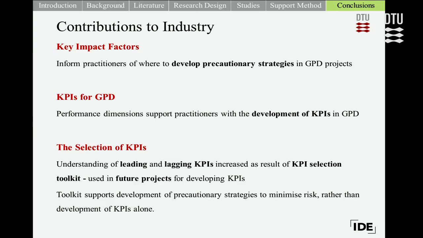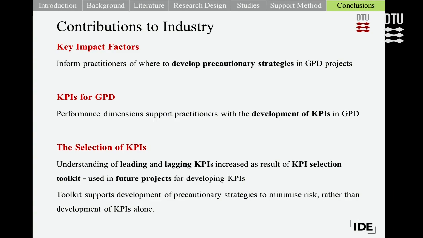And then to industry, what we see, again, the key impact factors, identifying these and understanding the key cause-effect relationships actually allows to inform practitioners of where along the process that precautionary strategies need developing in GPD projects. Also the KPIs for GPD, so identifying the KPIs and grouping them according to performance dimensions supports practitioners with implementing and developing KPIs for GPD projects.